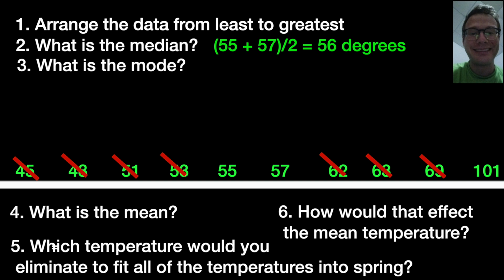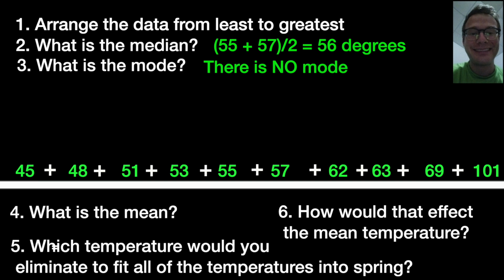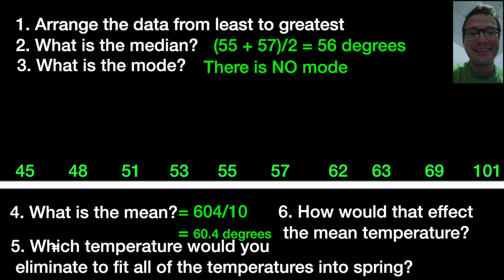Next question, what is the mode? Well, if I look at this data, all the numbers are different. Nothing repeats. So there is no mode. Next question, what is the mean? Again, we add all these numbers and we divide them by how many numbers we have. In this case, it's 10. So that would be 604 divided by 10 equals 60.4 degrees. And that has already been rounded to the nearest tenth.